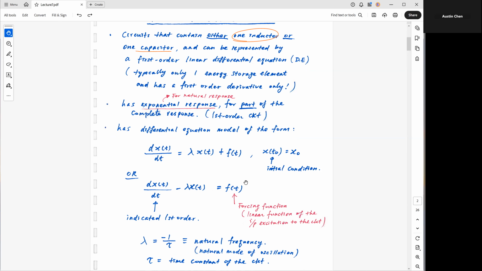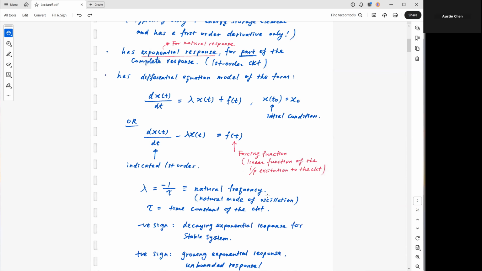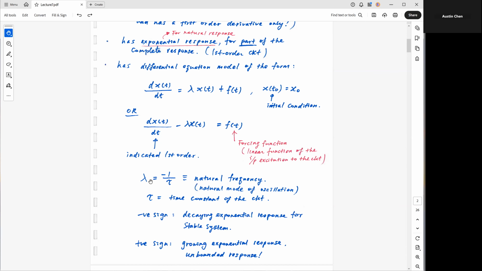The f(t) over here is the so-called forcing function. So this is like your input excitation, such as a voltage source or a current source in the circuit. Depending on the lambda that you calculated, this lambda can either be positive or negative. For example, if lambda is less than 0, or negative, then I have a decaying exponential response. And as time goes by, since I have this decaying exponential, the system will eventually become stable.